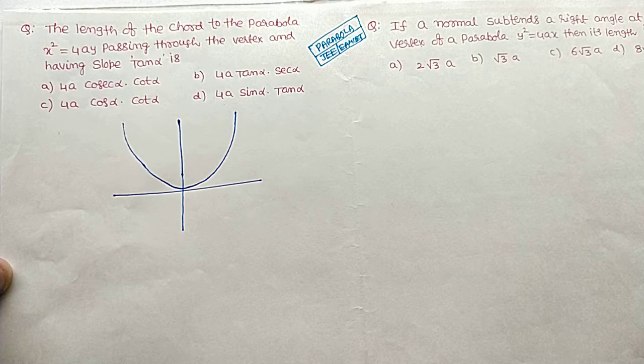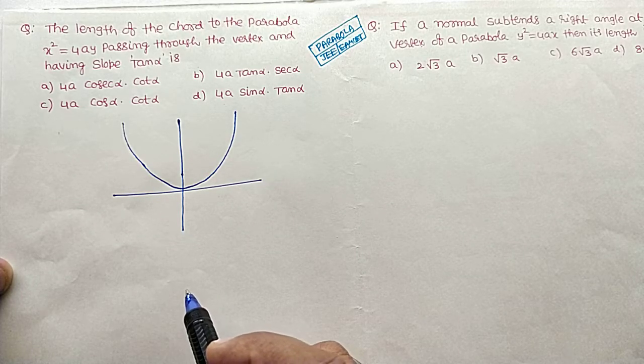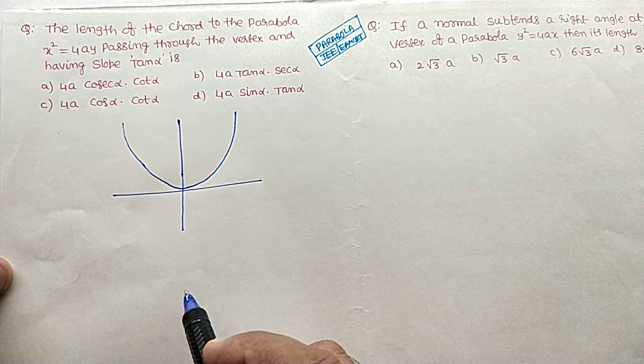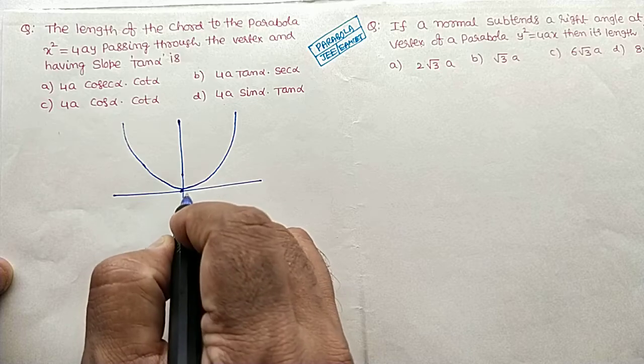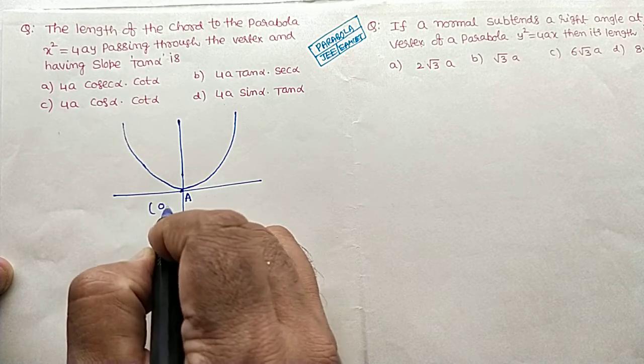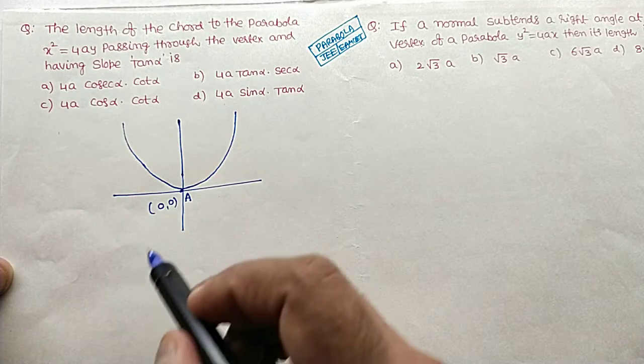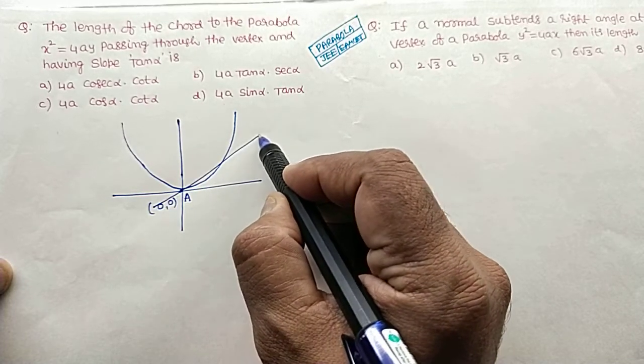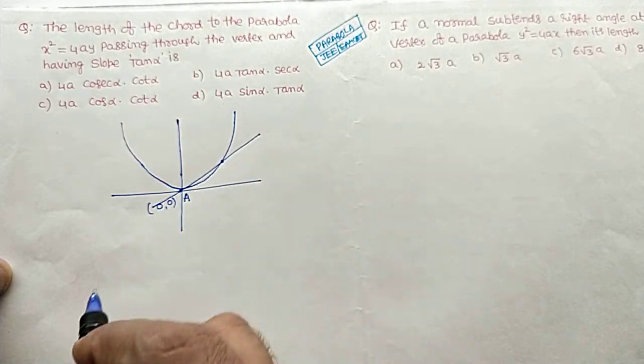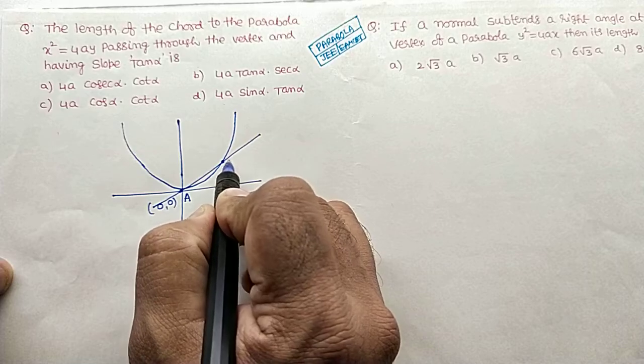This is x square equal to 4ay, and the length of the chord to the parabola passing through the vertex of the parabola. So the vertex of the parabola is (0, 0). We know that it is the vertex. So this is the chord equation. Here I am assuming the point P.